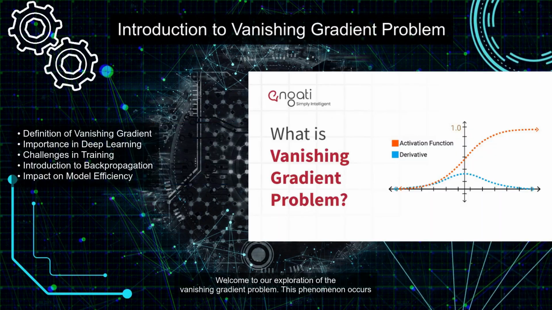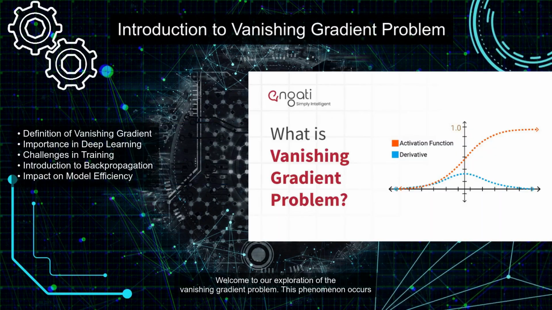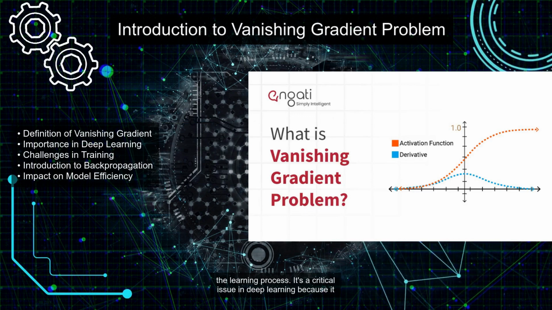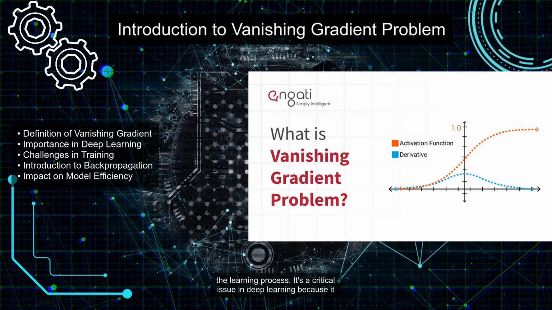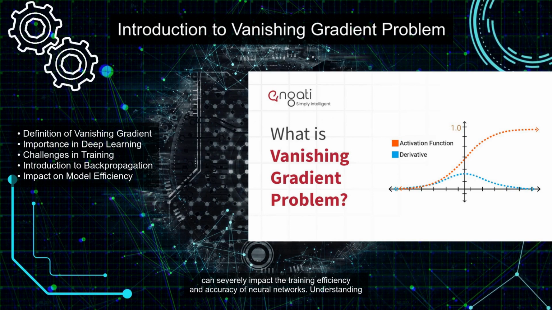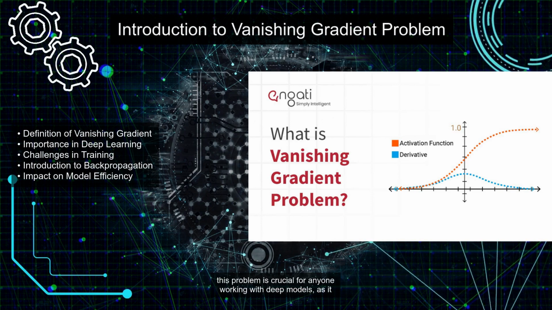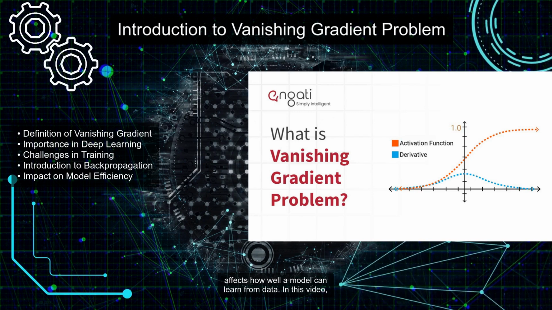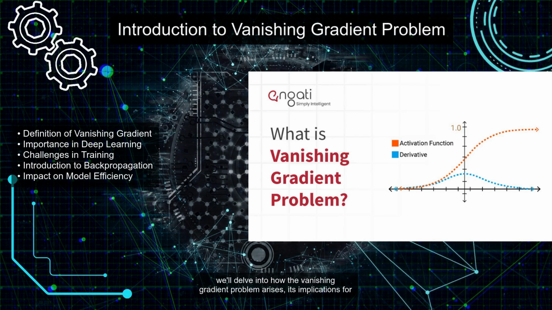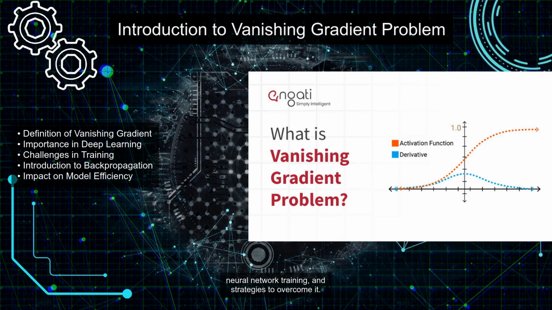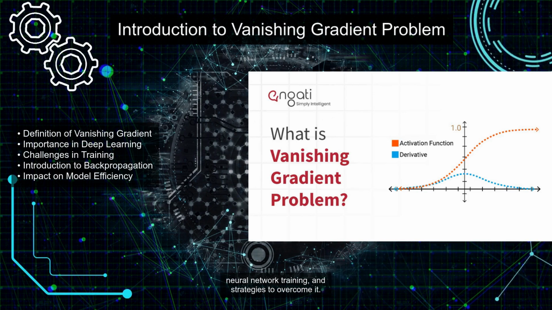Welcome to our exploration of the vanishing gradient problem. This phenomenon occurs when gradients used in the backpropagation algorithm become exceedingly small, effectively stalling the learning process. It's a critical issue in deep learning because it can severely impact the training efficiency and accuracy of neural networks. Understanding this problem is crucial for anyone working with deep models, as it affects how well a model can learn from data. In this video, we'll delve into how the vanishing gradient problem arises, its implications for neural network training, and strategies to overcome it.